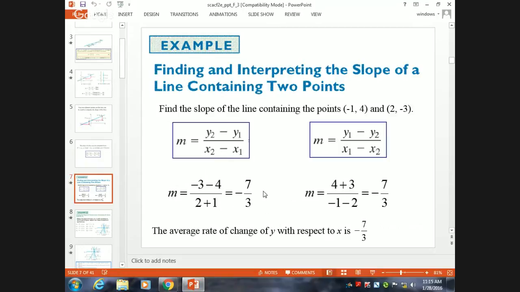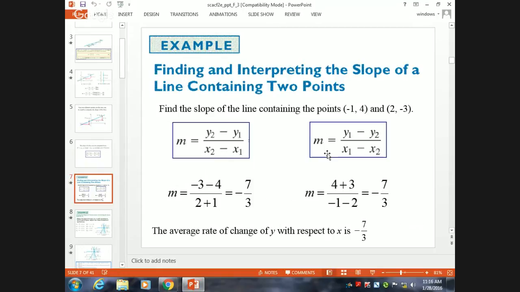-7 divided by 3. If we do it the other way around, again, the y still has to be on top. We choose this point as our first. That's fine. So the number 4 is our first y. And then we'd subtract off -3. Subtracting -3 is the same as adding 3. This becomes +7 over -3. So these two numbers are different. They're opposites of what we had here. But in the end, the ratio, the fraction, is just a negative -7/3. So this average rate of change, this slope, is -7/3.